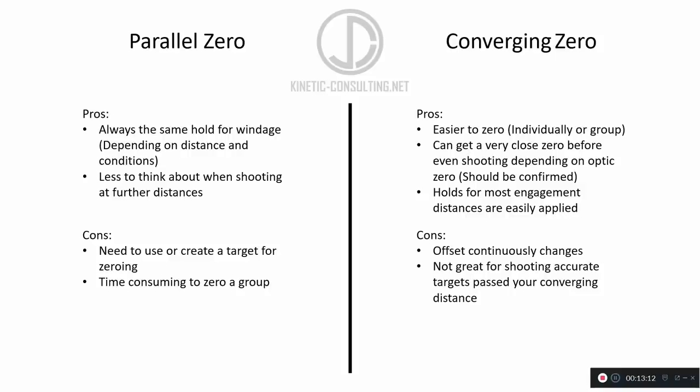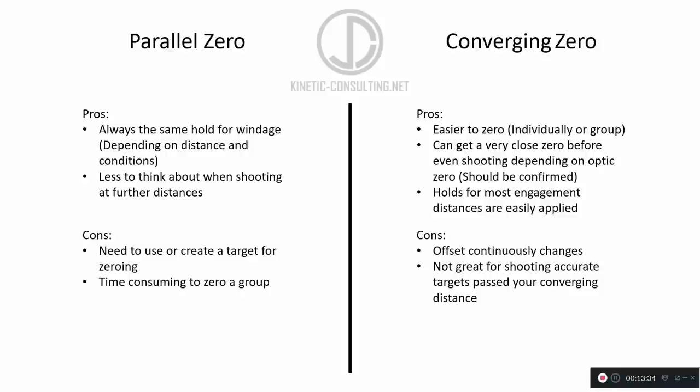Now, getting into it a little further, right? Let's talk about some of the pros and cons to each zero. A parallel zero, all right? Some of the pros are it's always going to be the same hold for windage, depending on distance and conditions, obviously. But your windage holds, right? So your high and right are going to be consistent the entire time.